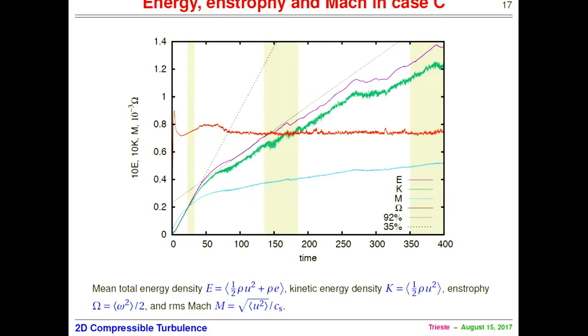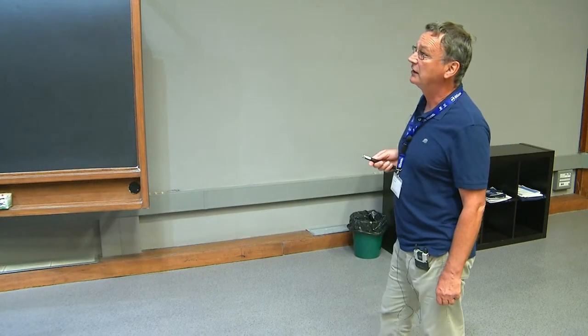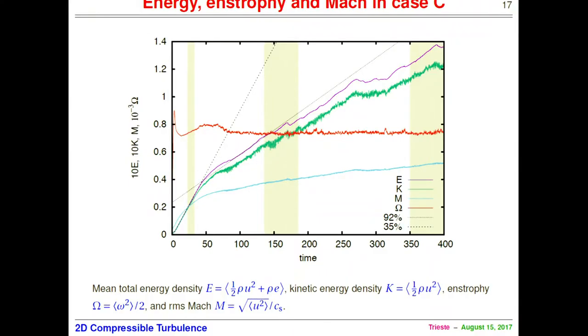So now we can look at one of the cases in more detail. This is case C. It has a grid resolution of 8,000 squared. What we see here is that initially, for the first roughly 50 large eddy turnover times in the periodic box, the energy growth is linear and it goes as roughly 92% of the energy injection rate. That is mostly the incompressible regime. But then it departs from this regime as soon as the first shocklets form, and the slope switches to 35% of the injection rate. This is a typical slope that you can trace here, okay?